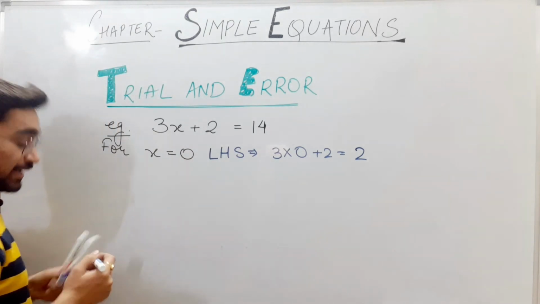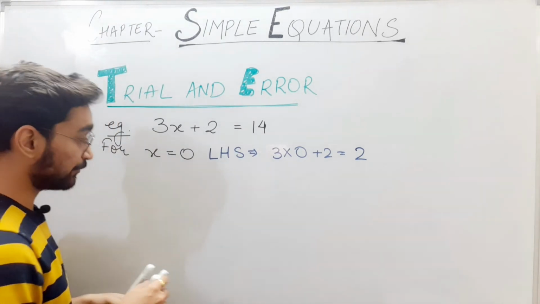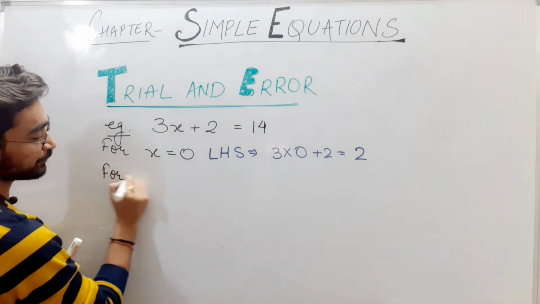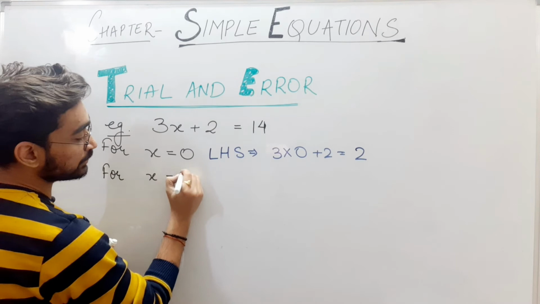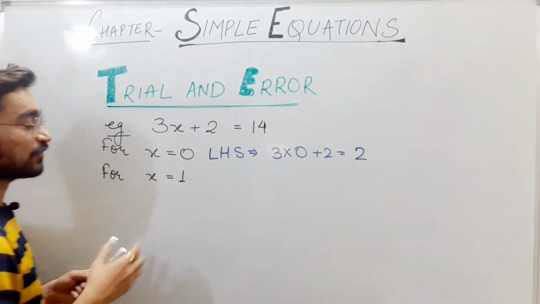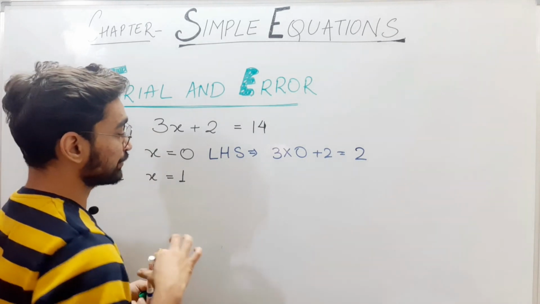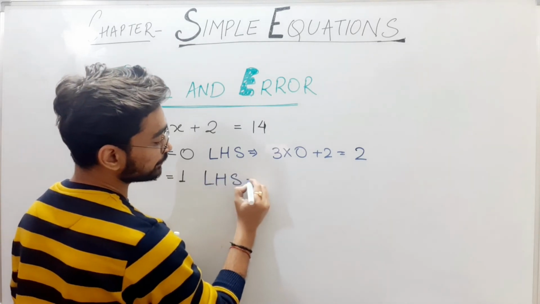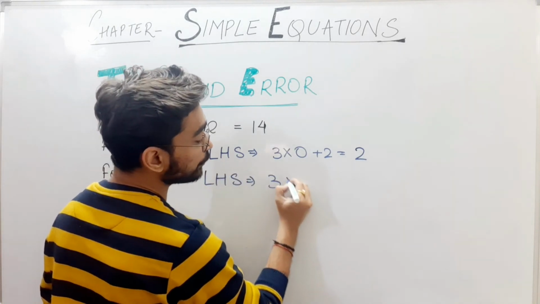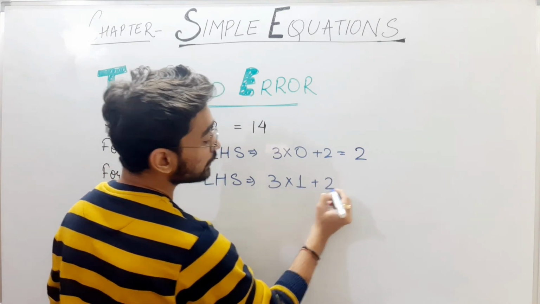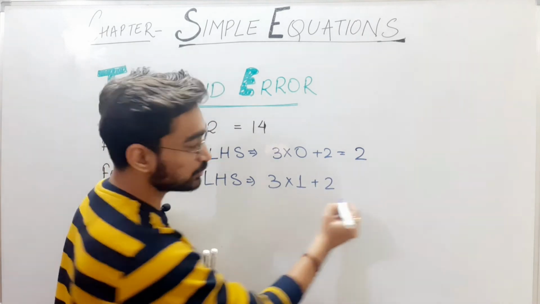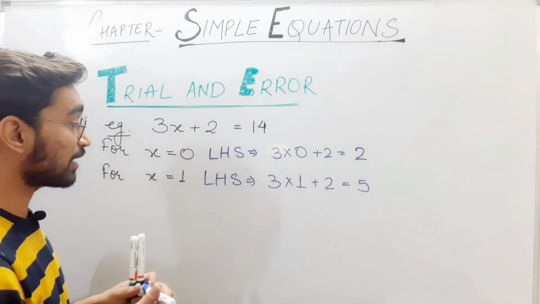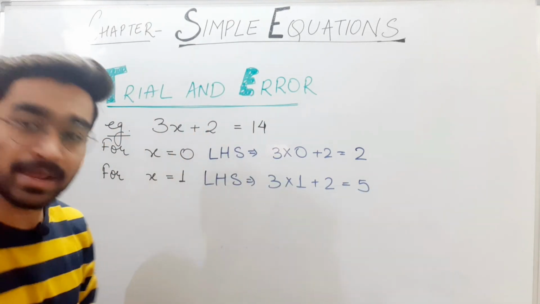That is x equal to 1. We have to check for x is equal to 1. Let's check the value of our LHS. LHS will be equal to 3 into 1 plus 2. 3 into 1 is 3, plus 2 will be equal to 5. Again here we can see LHS is not equal to RHS. That is why we will move on to the next one.